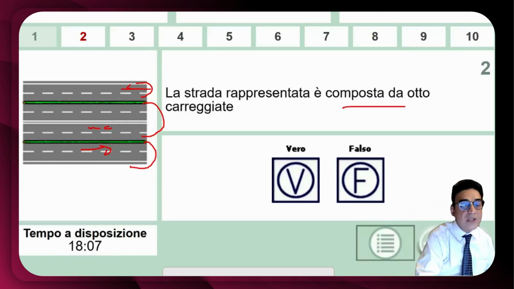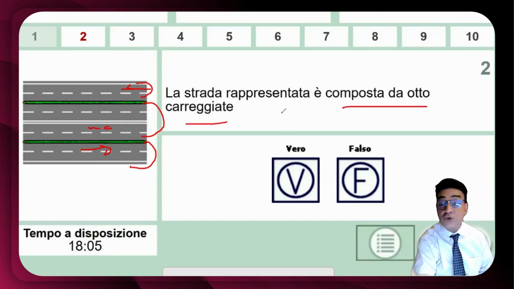So I could have a road with 8 lanes, but still one road only. So it says composto da 8 carreggiate. No, è composto da 8 corsie, non 8 carreggiate. So this is falso.